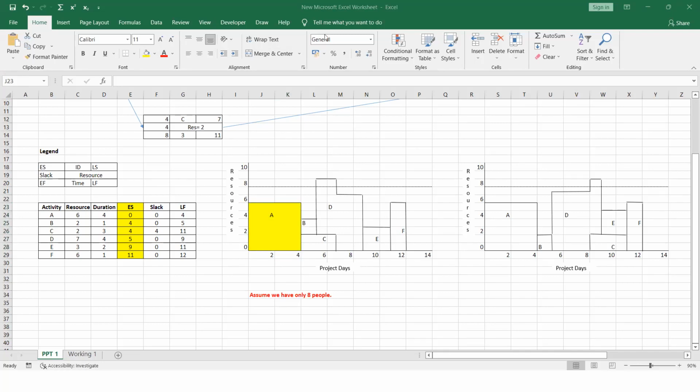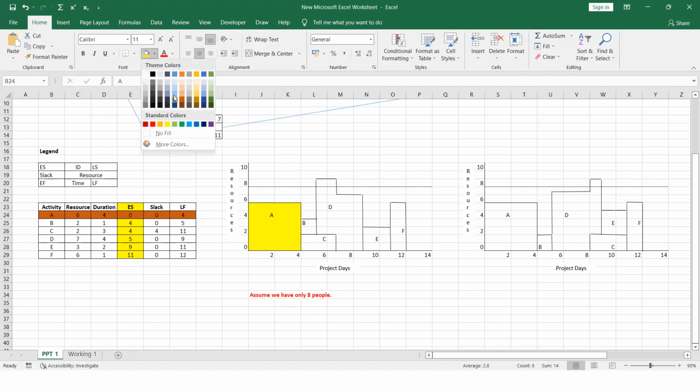Right. So in the initial loading chart, you have to start with the early start time, right? So we have now completed this activity A. So I will color it in another color, right? So I will go for the activity B.